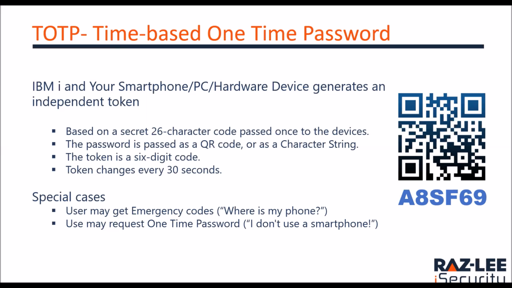In some systems, you have special cases, and you can get emergency codes because you don't have your phone. Or you can request a one-time password again because you don't have your phone. So this is going to your email, and then you have to start the process. But in any case, even if it's a special case, it will be with something that you know. So it is still another credential that is outside the user and password.